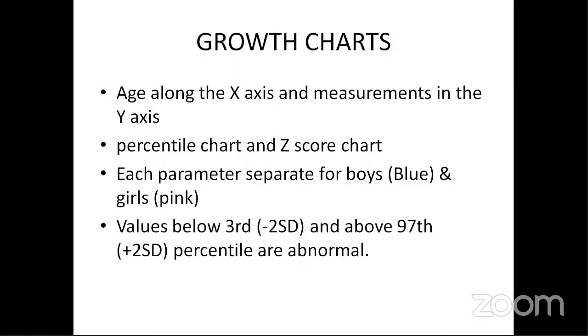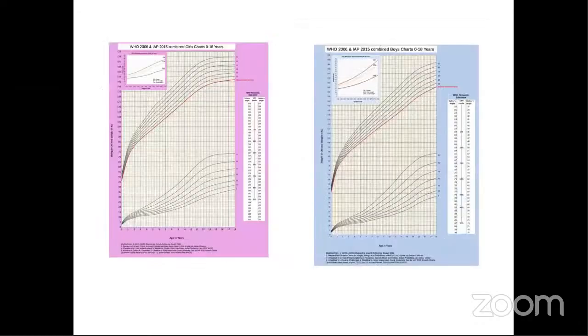When the values are below the 3rd percentile or above the 97th percentile, it is considered abnormal, for weight, height, for anything. The 3rd percentile is less than -2 standard deviation. The 97th percentile is more than +2 standard deviation. So values between these can be taken as normal. When the values are beyond this level, it is taken as abnormal. So these are the recent charts. These two are the combined WHO IAP growth charts used between 0 to 18 years, and the pink one is for girls and the blue one is for boys.